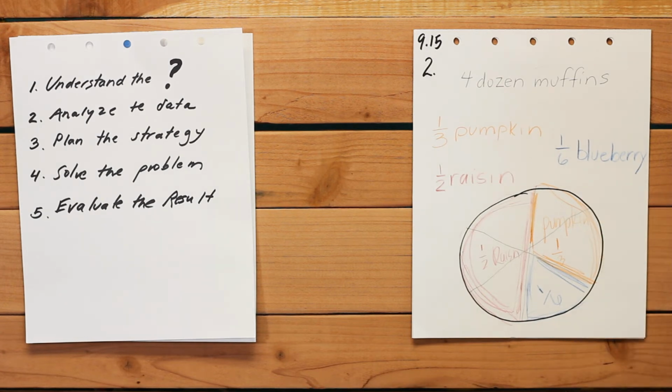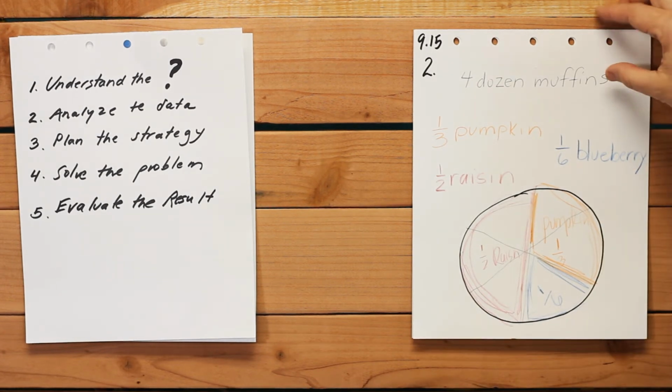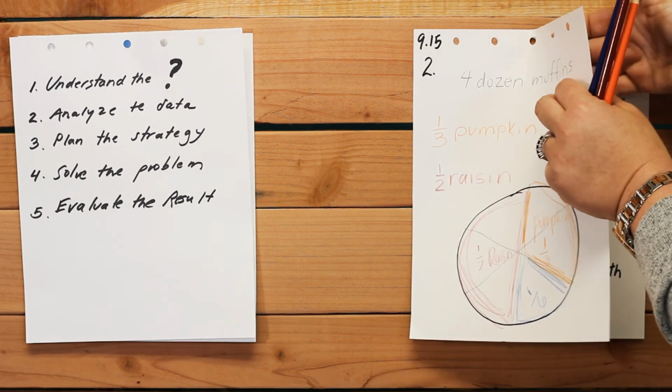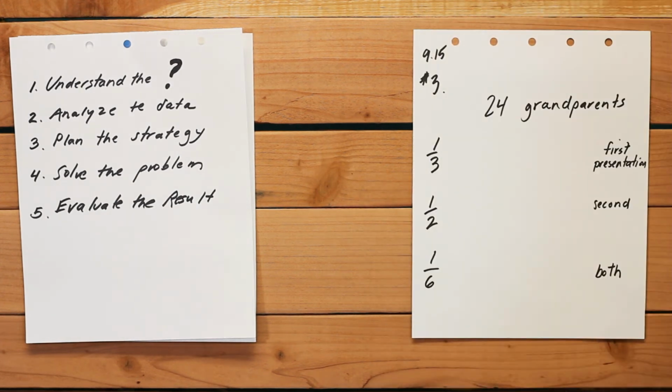So I hope that your circle graph looks a little bit better than mine here, but this would be an example. I'm going to do one more problem with you, and then I'll have you do the rest by yourself. We're having another grandparents assembly, and 24 grandparents attended. 1/3 for the first presentation, 1/2 for the second presentation, and 1/6 for both.